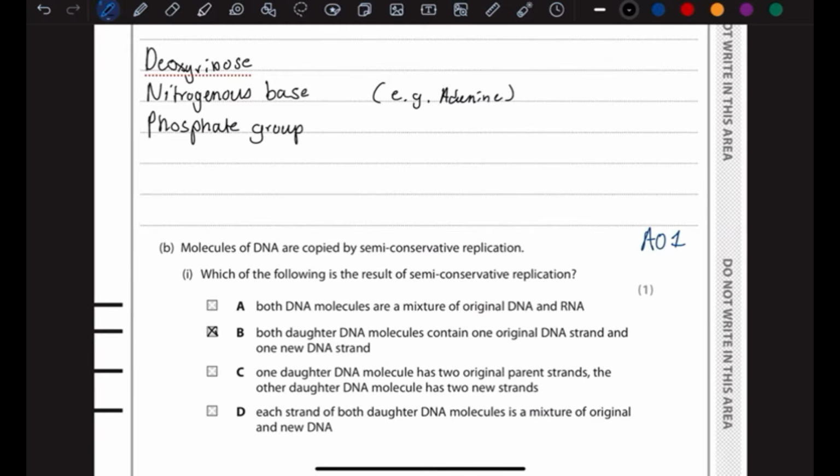And just here, we've just got another recall question. Not too much of a big deal. Again, if you've learned the content, you should be able to answer that quite quickly.